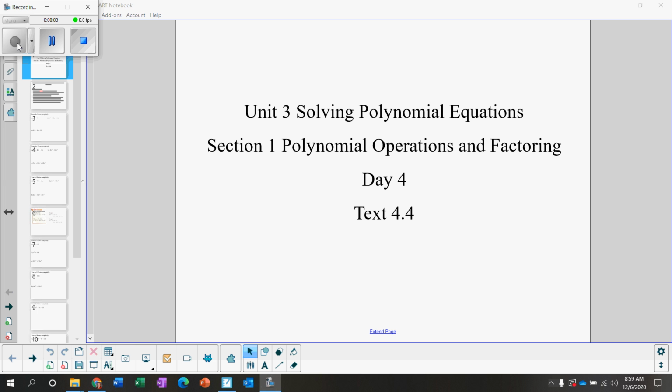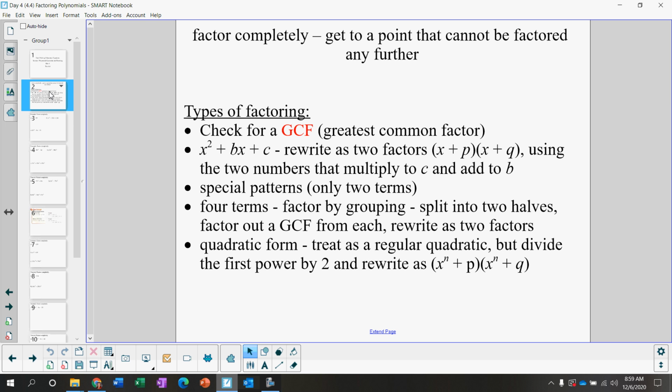This is the fourth day of Unit 3, Section 1. We are in text section 4.4. So today we're going to talk about factoring. To factor completely, you're getting to a point that cannot be factored any further. And there's a few things we're going to look at with factoring. We're always going to check for a GCF, or greatest common factor, first.